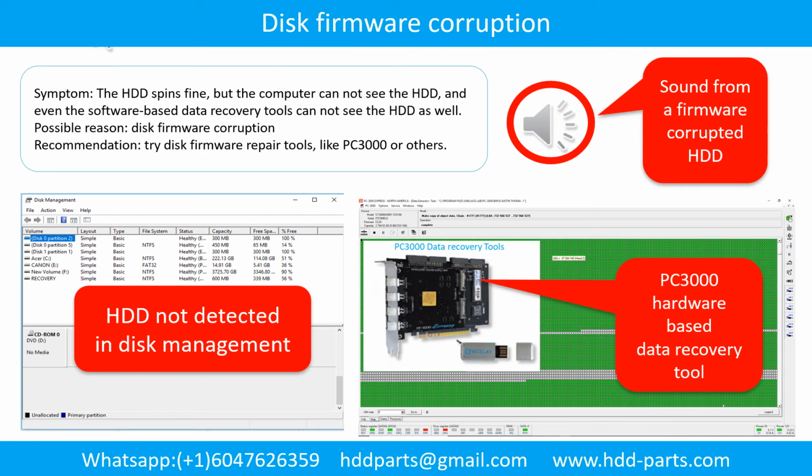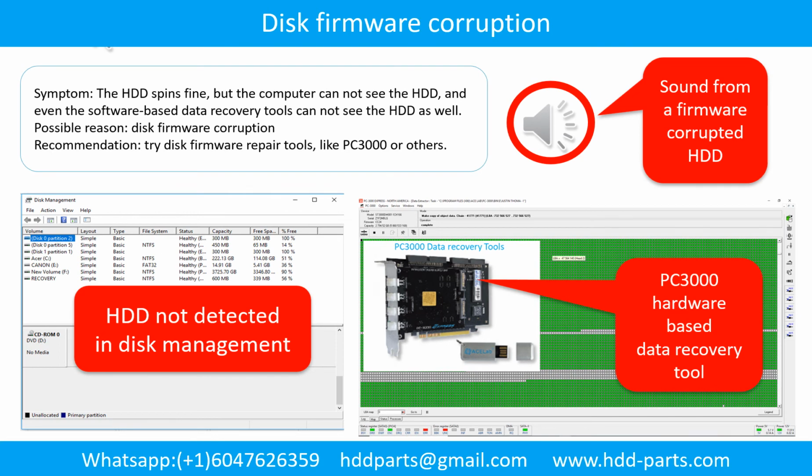Disk firmware corruption. Symptom: the hard drive spins fine, but the computer cannot see the hard drive, and even the software-based data recovery tools cannot see the hard drive as well. Possible reason: disk firmware corruption. Recommendation: try disk firmware repair tools like PC3000 or others.